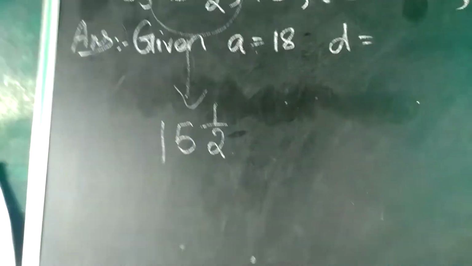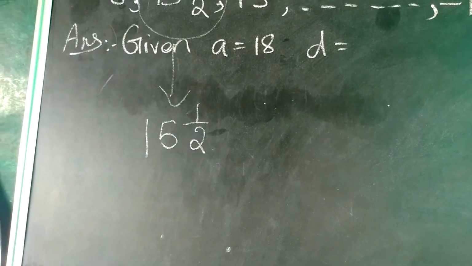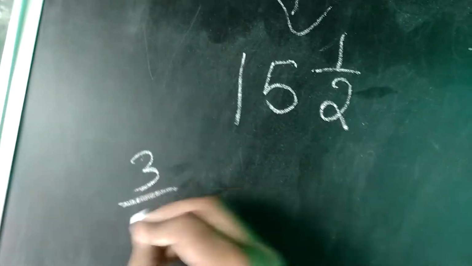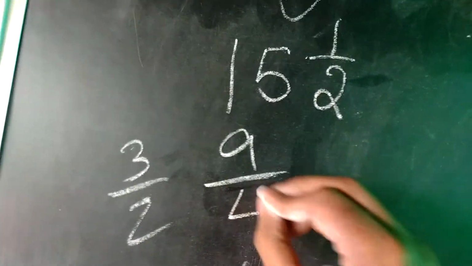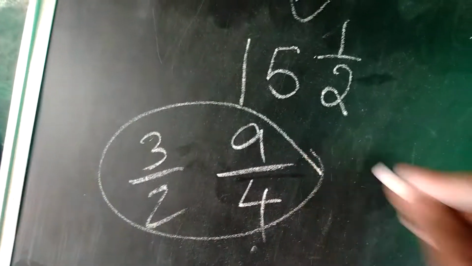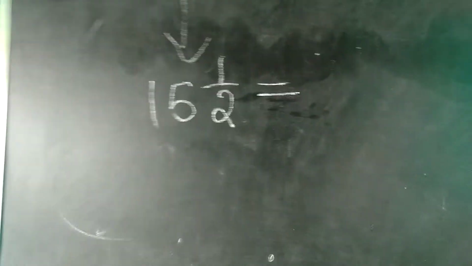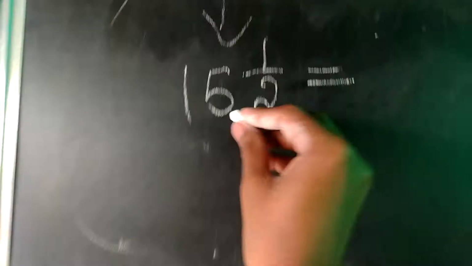I have to convert this into an improper fraction. Improper fraction in the sense like this, 3 by 2 or 9 by 4, these are all called improper fractions. But we have the second term in the form of a mixed fraction, so we need to convert it into an improper fraction. How to convert it?